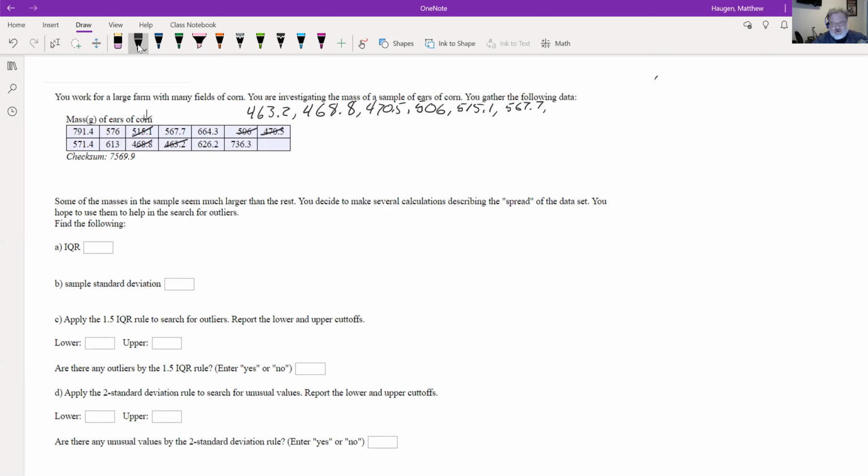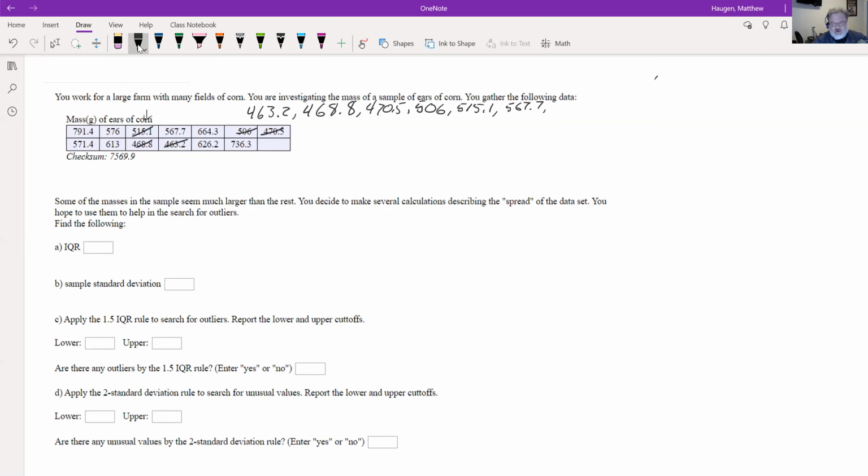Because doing this by hand is a little irritating. 626.2. And then 664.3 and 736.3. I have a thing on my screen over there, so I have to write them down. 791.4. Okay, so that's our list in order.